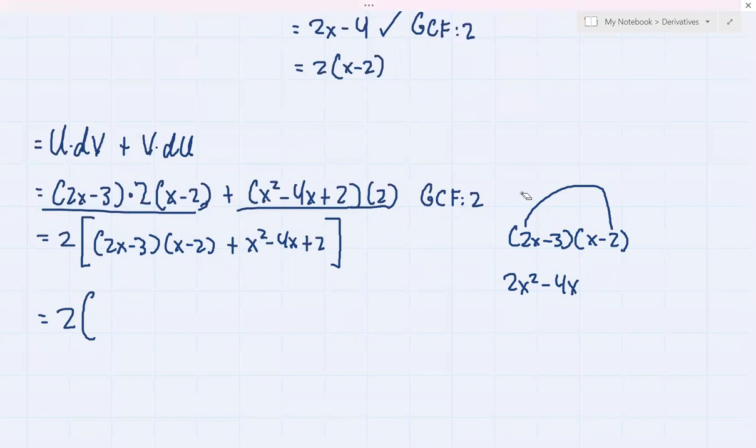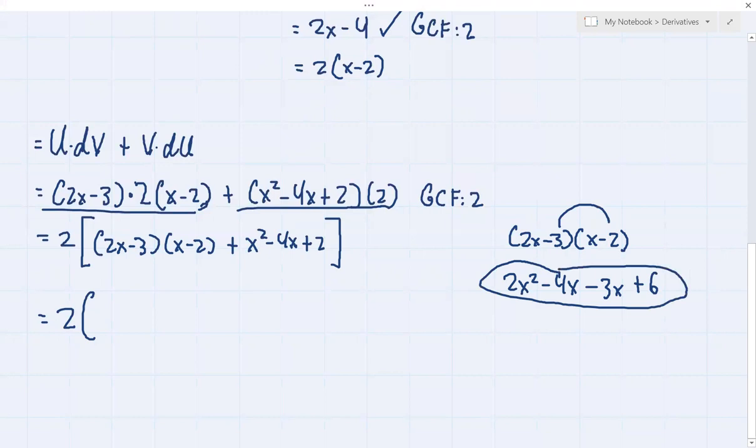Then next, I multiply the inner terms, the ones inside. So, we have negative 3 and x. Negative 3 times x is negative 3x. And last but not the least, the last terms. Let's multiply the last terms. Negative 3 times negative 2 is positive 6. So, this is your expanded form.